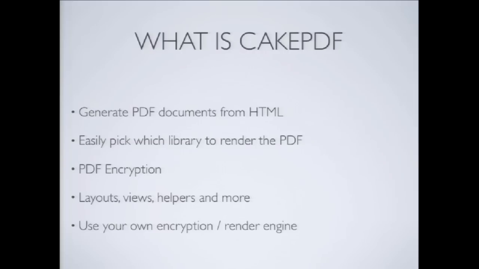It has built-in PDF encryption. It uses a second pass, so you can use any engine and still do encryption without any worries and still the same API calls. It uses the power of layouts and views, so you can build your entire PDF template with all the helpers and blocks and all the nice goodies that CakePHP has to offer. It's also extendable. It's built so you can extend the existing engines and add some additional features or change things that you don't like about them. Or you can build your own, and you can release them on GitHub and just share them with the world.